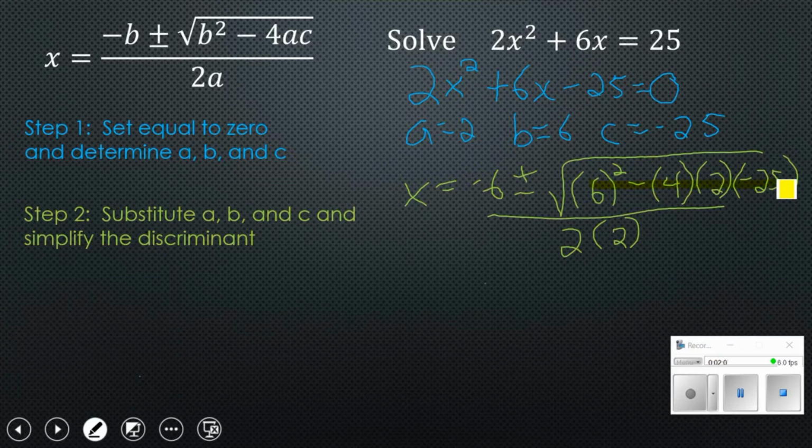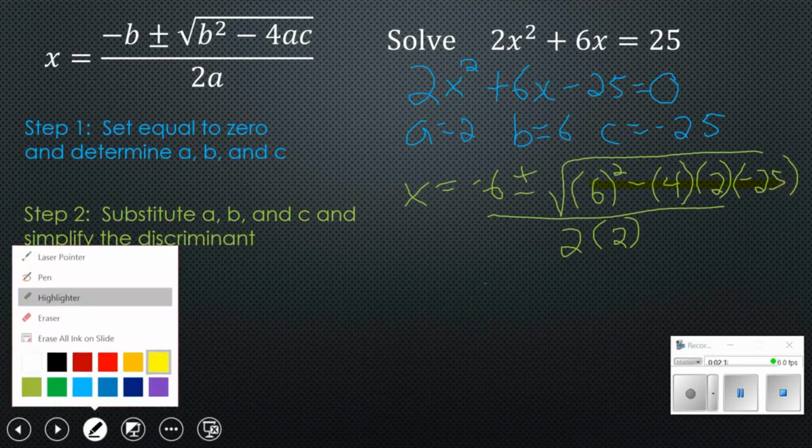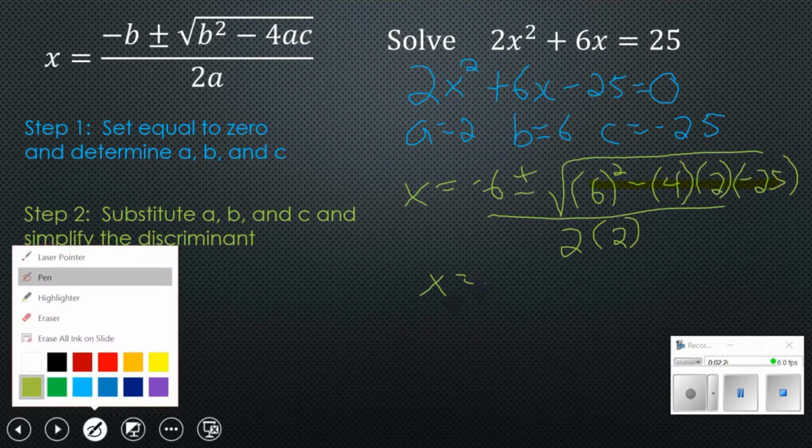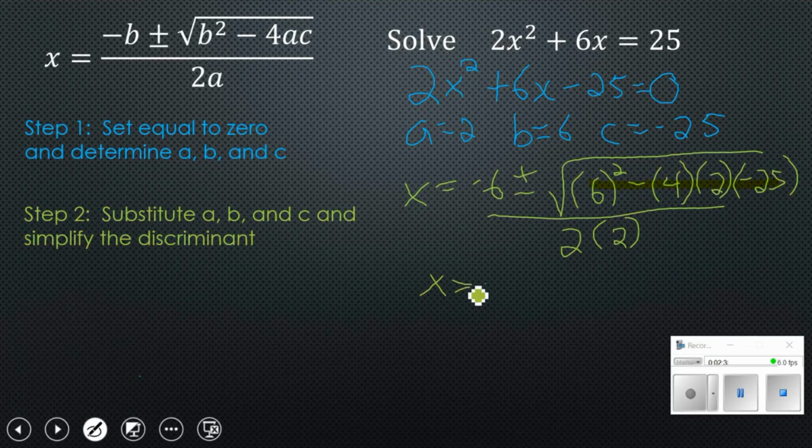Great. So we're going to do 36 plus 200. So that's going to be 236. Now again, just go ahead and use your calculator for that. But that value is 236. Okay, so we have x equals negative 6, plus or minus the square root of 236, all over 2 times 2, which is 4. So this is a negative 6.